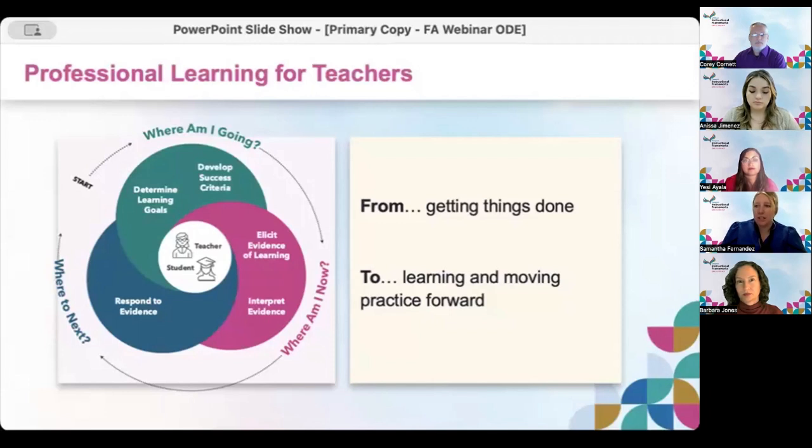And then teachers and leaders think about eliciting evidence the same way that teachers think about eliciting evidence for their students. Where are my teachers, where are my peers in their learning? What's going to help them get unstuck from where they are? How do we move forward together? Okay, next slide.